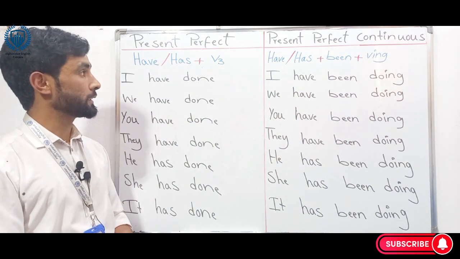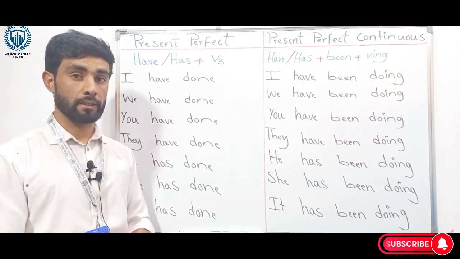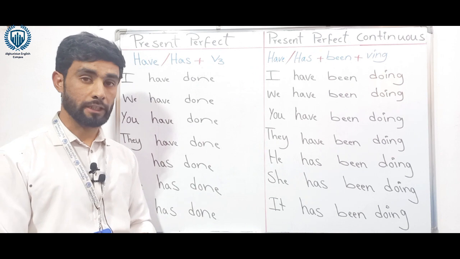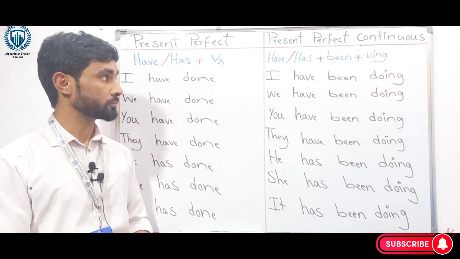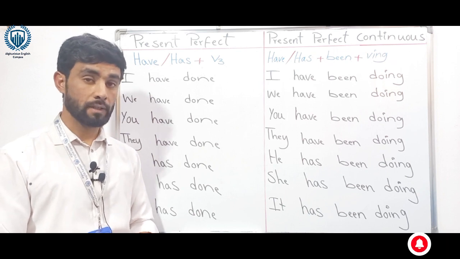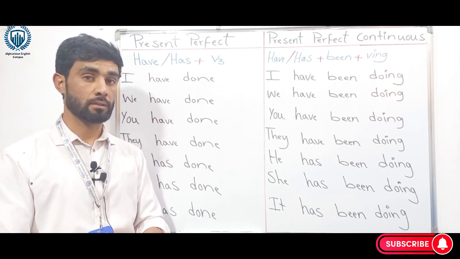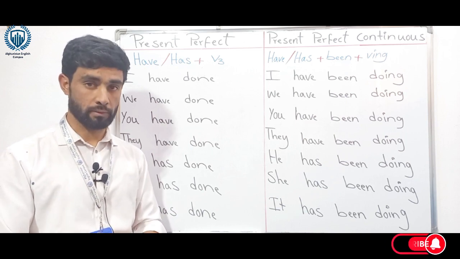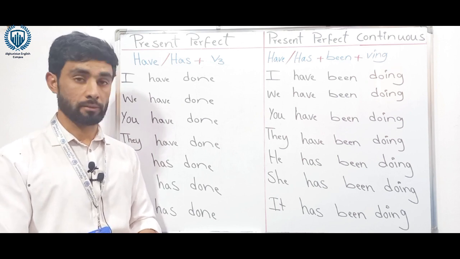Firstly, present perfect has a different structure. Present perfect continuous has a different structure. They both have their own structures. In the present perfect, we use the auxiliary verb to have. It means have or has plus the third form of the verb, or verb 3. And in present perfect continuous tense, we use the auxiliary verb to have plus the auxiliary verb to be. The third form of to be verb, it means been, plus the present participle form of the verb, or ing form of the verb. Have or has plus been plus verb ing.